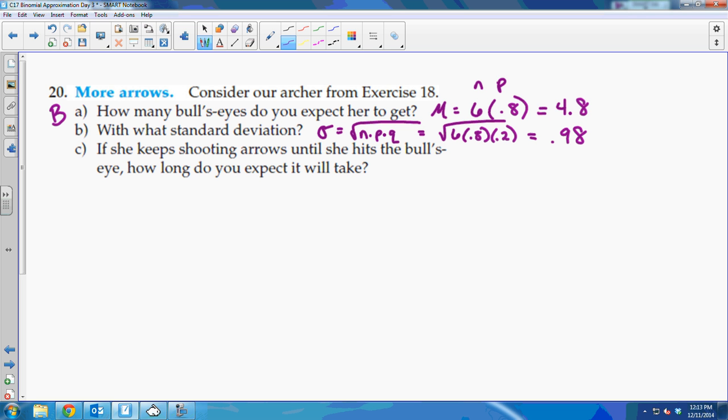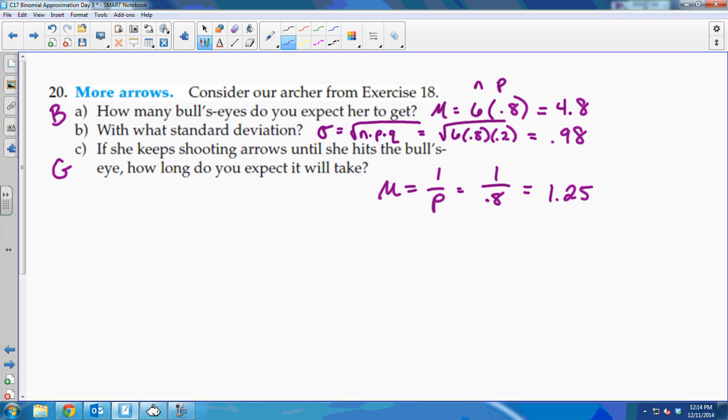So far, so good? On C, it says if she keeps shooting arrows until she hits the bullseye, how long do you expect it to take? That is a geometric question. How long does it take until she hits the first bullseye? So the mean is 1 over p. So that's 1 over 0.8, which is 1.25. Questions?